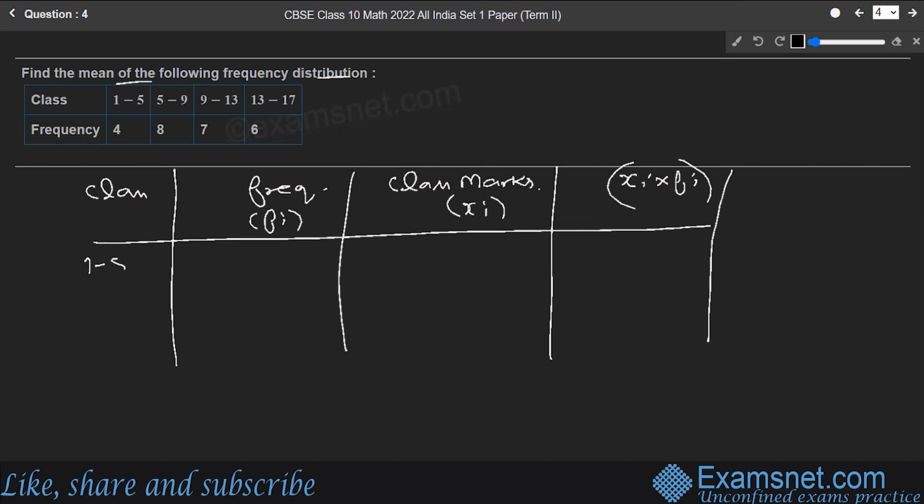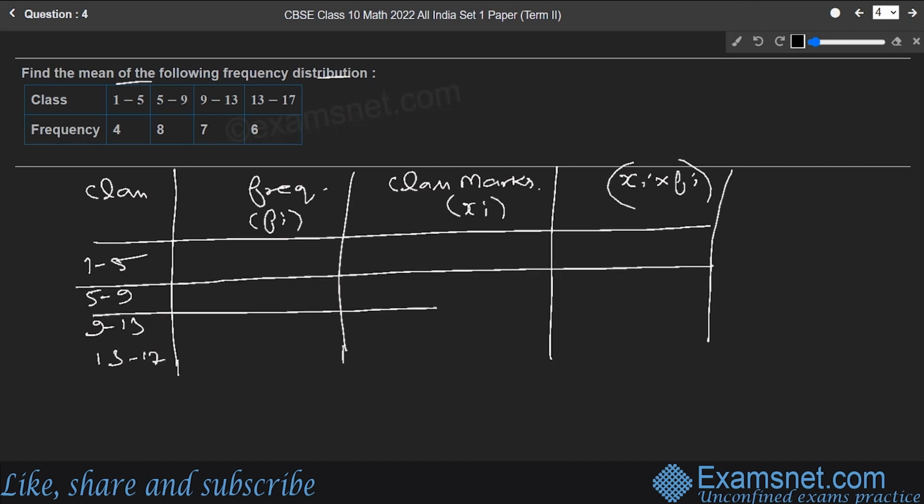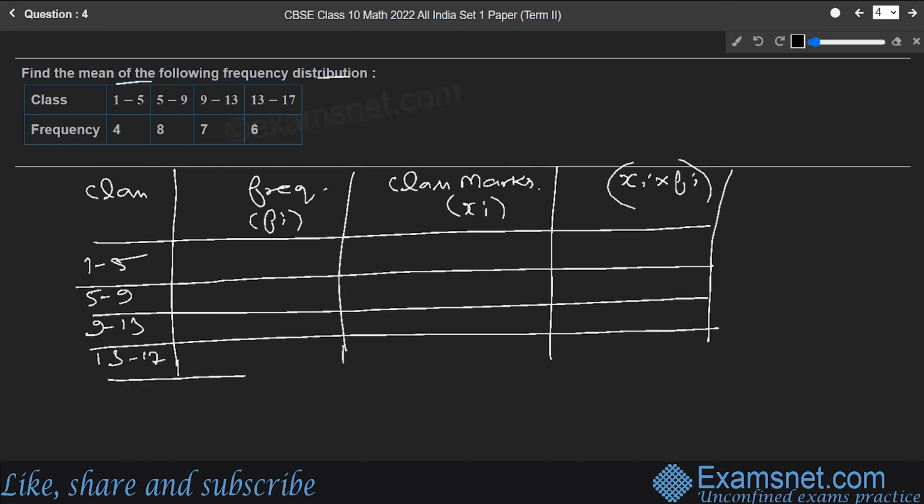Classes are 1 to 5, 5 to 9, 9 to 13, and 13 to 17. These are the class frequencies already given. Let us create the cells also so that it is good to watch and it is easily visible. Now for 1 to 5, the frequency values are 4, 8, 7, and 6 as given in the question.